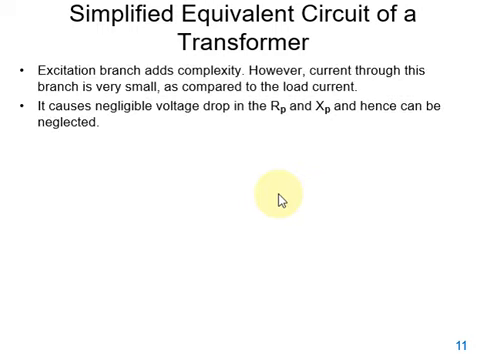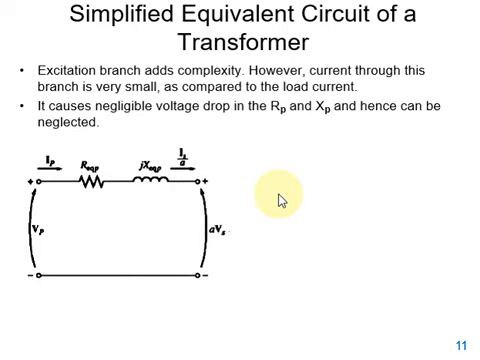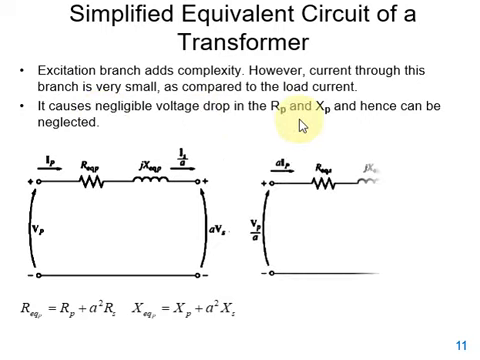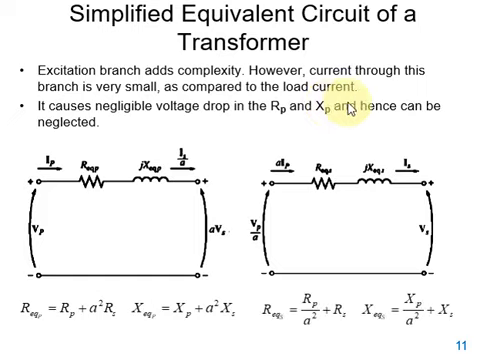But although it has a negligible effect, it also adds some complexity to the circuit. To remove this complexity, it can be reduced, and it can also be skipped from the circuit to get a simple circuit without that excitation branch, as you can see in this case. So this is as referred to the primary winding, and the second figure is as referred to the secondary winding. Thank you.